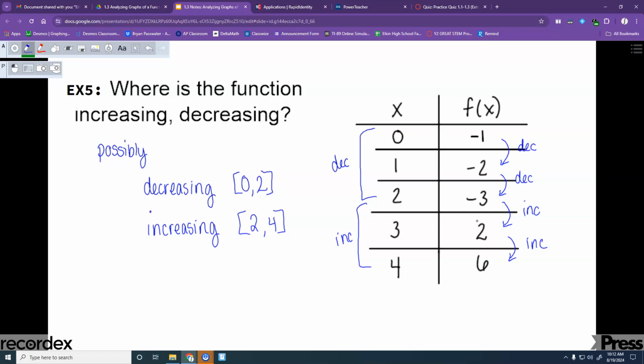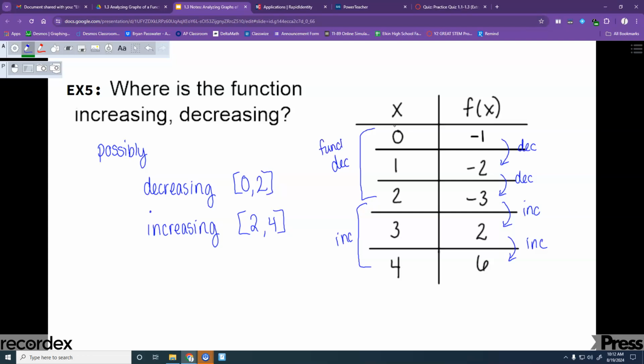Okay, questions? Since they are negative here, these numbers are in. Okay, so let's write this.